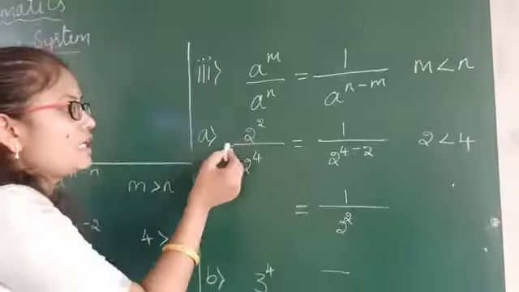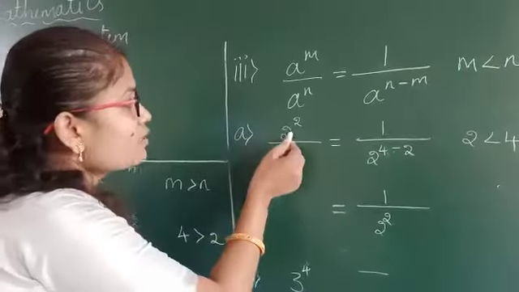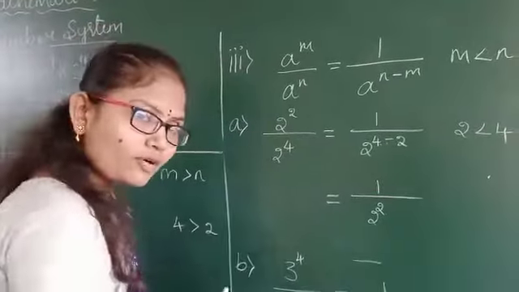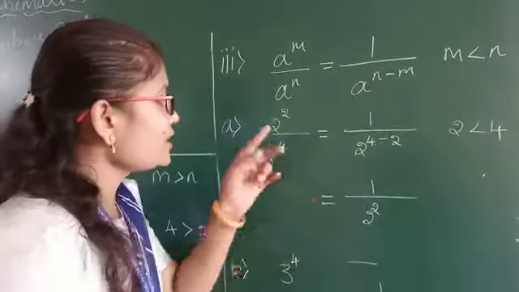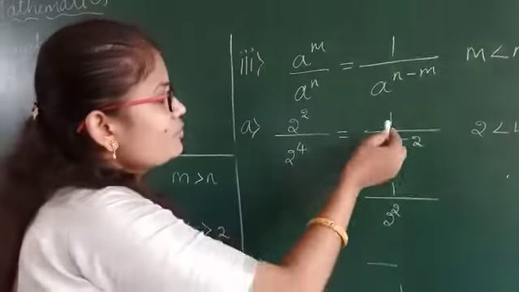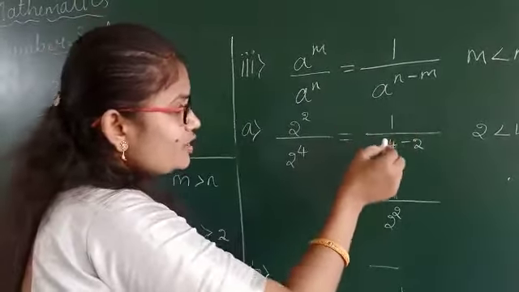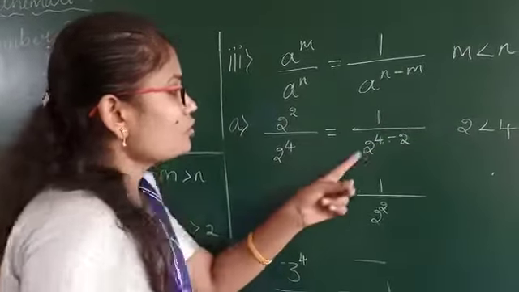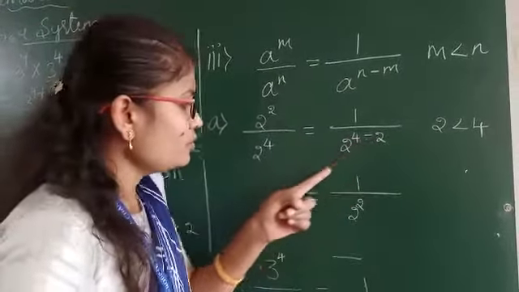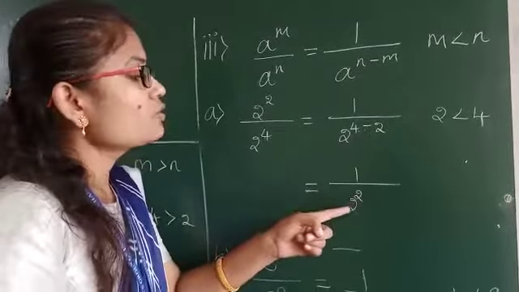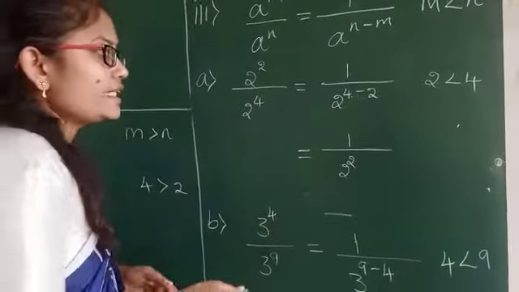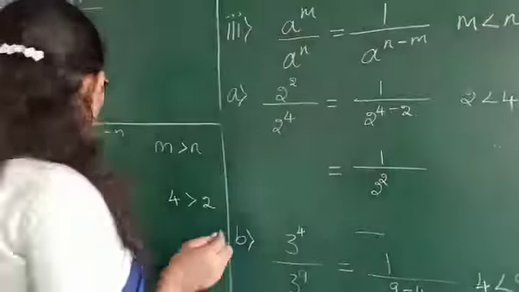I take an example, you can observe here: 2 to the power of 2 divided by 2 to the power of 4 is equal to what happens here? Here n is greater, so we will subtract in the below case. See, 1 by 2 to the power of 4 minus 2, which is equal to 1 by 2 to the power of 2.